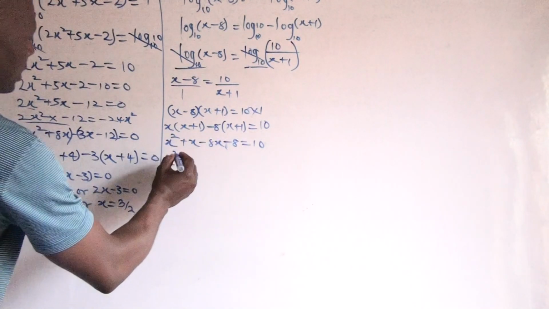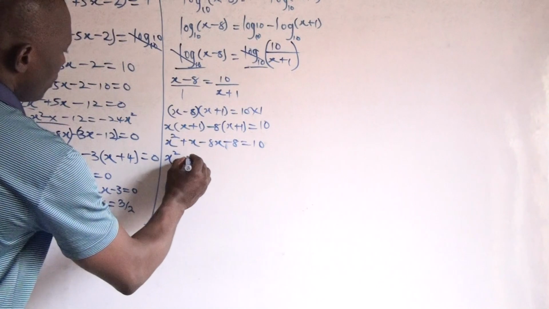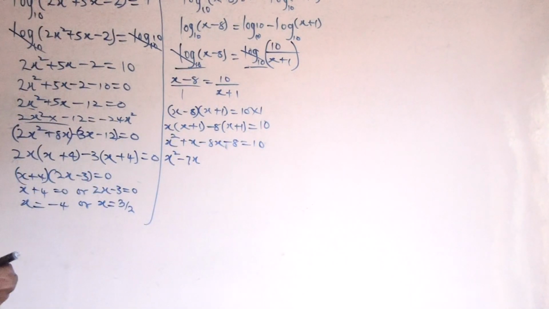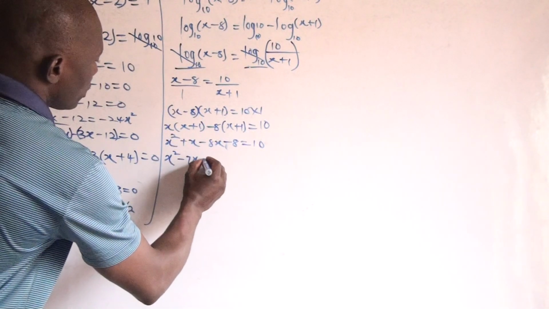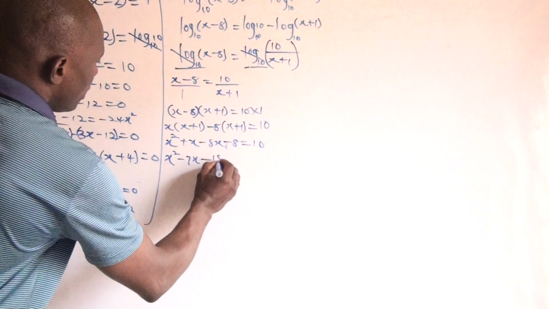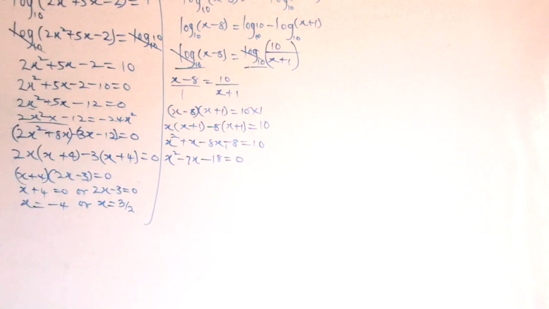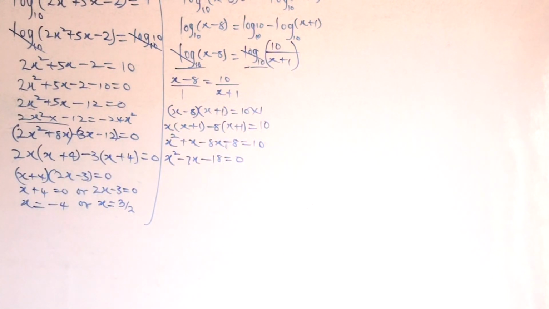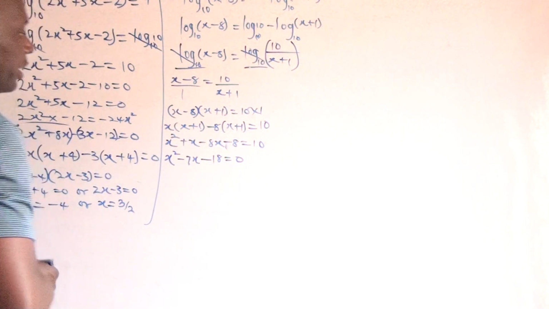x minus 8x will give us minus 7x. This is 10. As it crosses to this side, it becomes minus 10. So minus 8 minus 10 will give us minus 18, is equal to 0. Now this is a typical quadratic equation. We can also use a factorization method to resolve this.